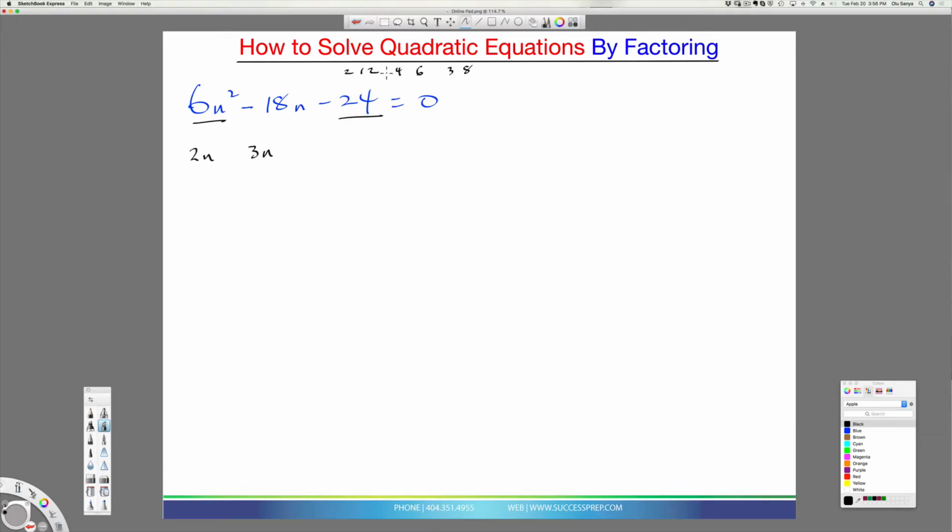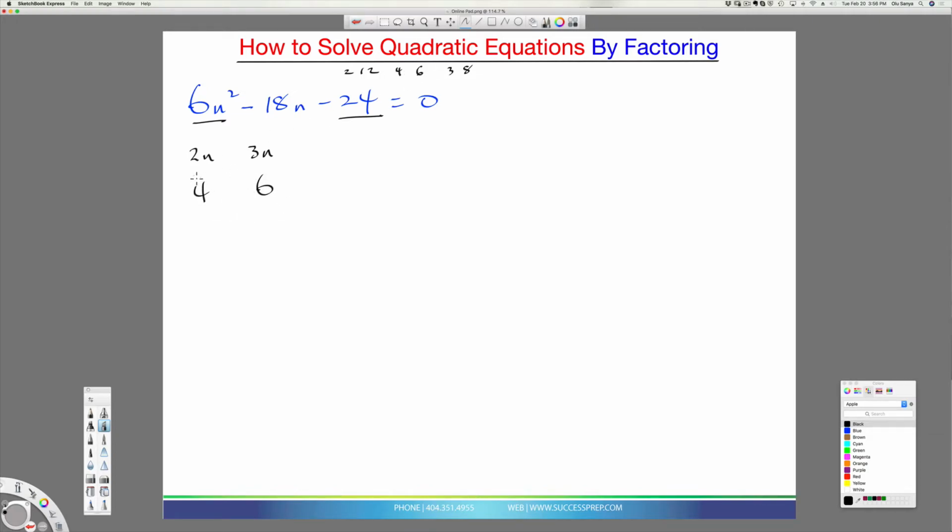One thing I like to do here is use the combinations that are closest to each other. So 2 and 12 is going to be the last thing I'm going to try. I'm going to try 4 and 6 first, and then 3 and 8. Then I might come to 2 and 12 if these other two don't work. So I'm going to try 4 and 6 right now.